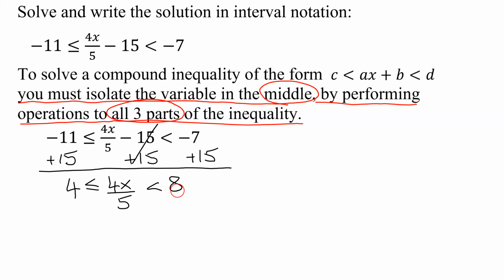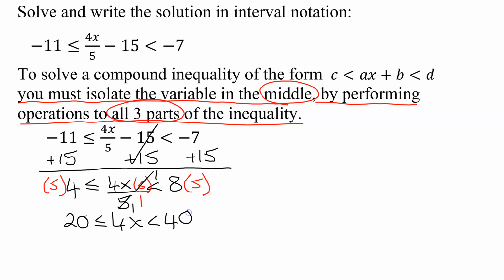Now let's get rid of the fractions. I'm just going to do that by multiplying by the LCD, which is just my only denominator of 5. So I'm going to multiply the left-hand side, the middle, and the right-hand side by 5. And so I get 5 times 4 is 20, is less than or equal to, my 5's reduce, and I get 4x is less than 8 times 5 is 40.